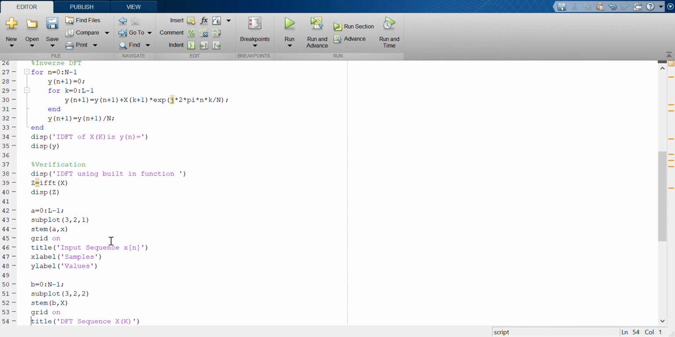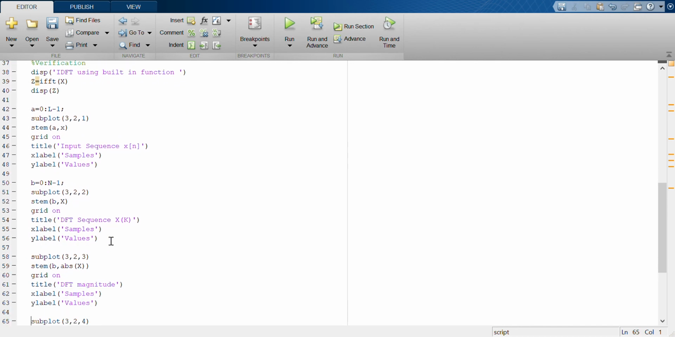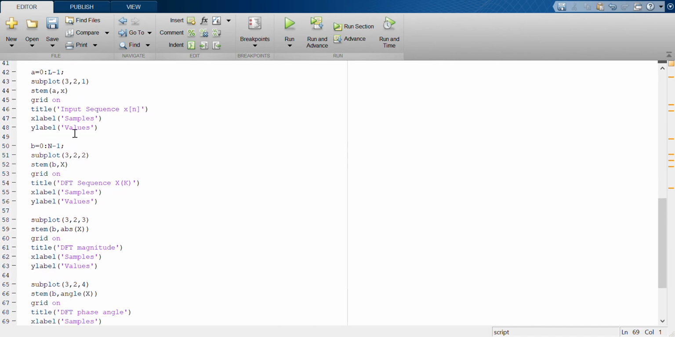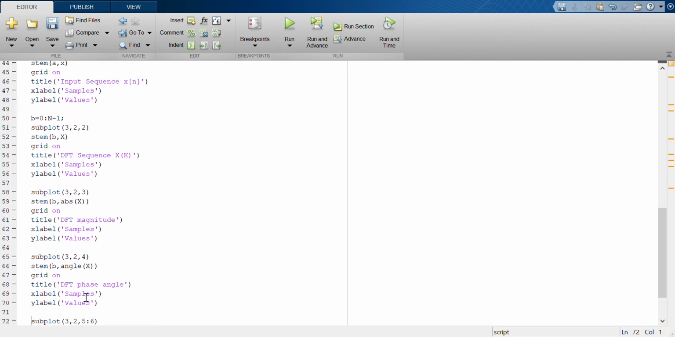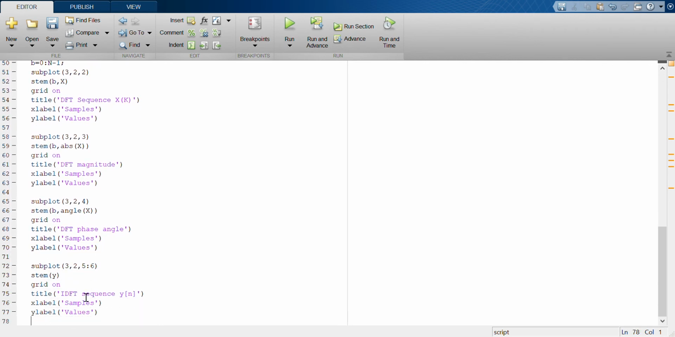And just like any other program, in order to display all the results, we can use subplot and plot the first sequence, then the result of the DFT. Then to find the absolute or magnitude of X, magnitude is found by the formula root of real part square plus imaginary part square, and angle is found by the equation tan inverse y by x, and plot all the sequences.